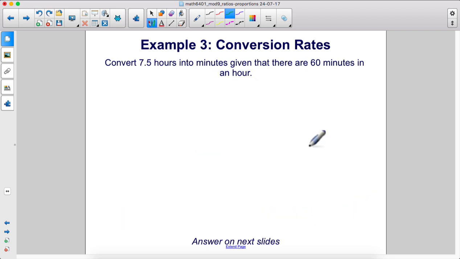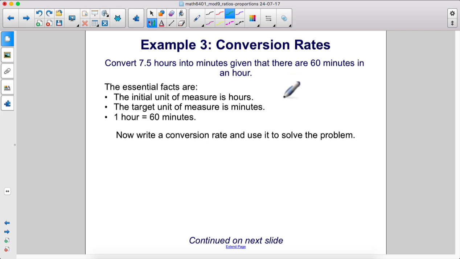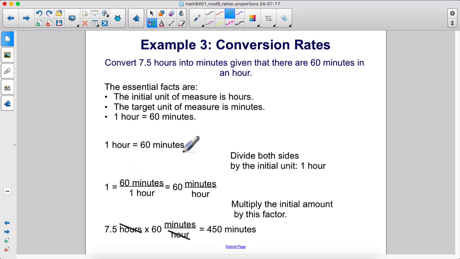Convert 7.5 hours into minutes, given that there are 60 minutes in an hour. Here are the essential facts. The initial unit of measure is in hours, the target unit of measure is minutes, and 1 hour equals 60 minutes. So write a conversion rate and use it to solve the problem. Alright, 1 hour equals 60 minutes, so we're going to divide both sides by the initial unit, so hours. We're going to divide both sides by 1 hour. And so we get 60 minutes over 1 hour.